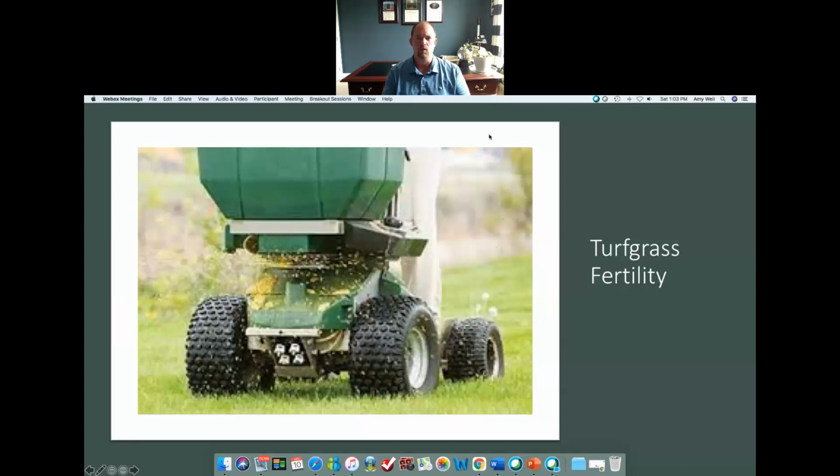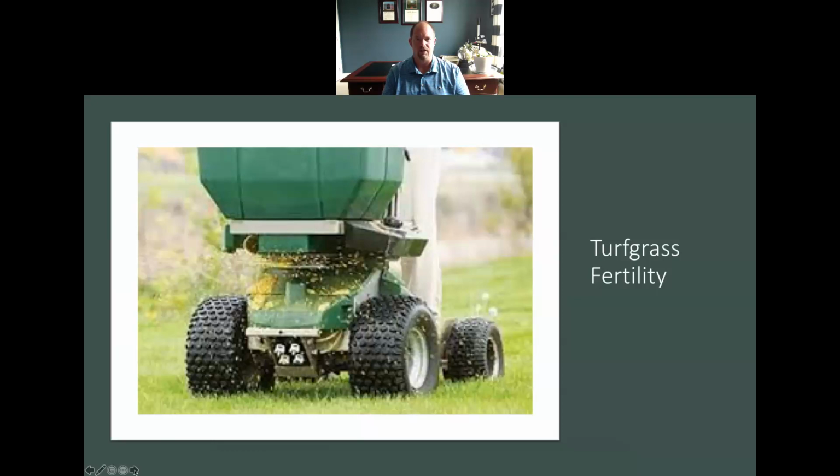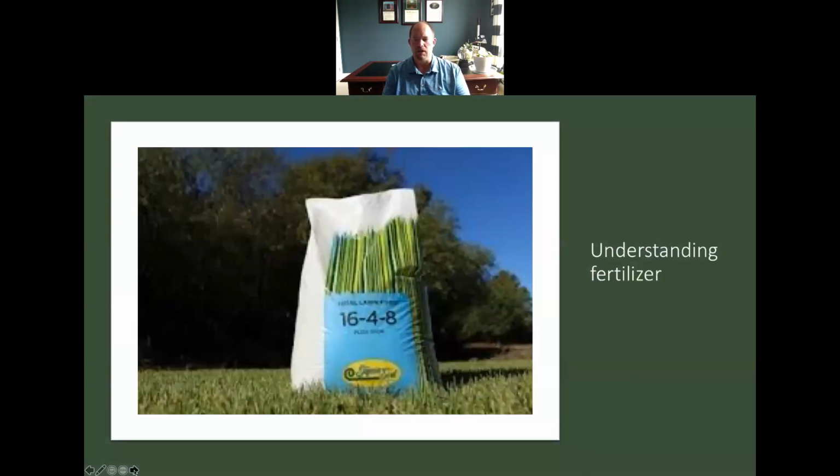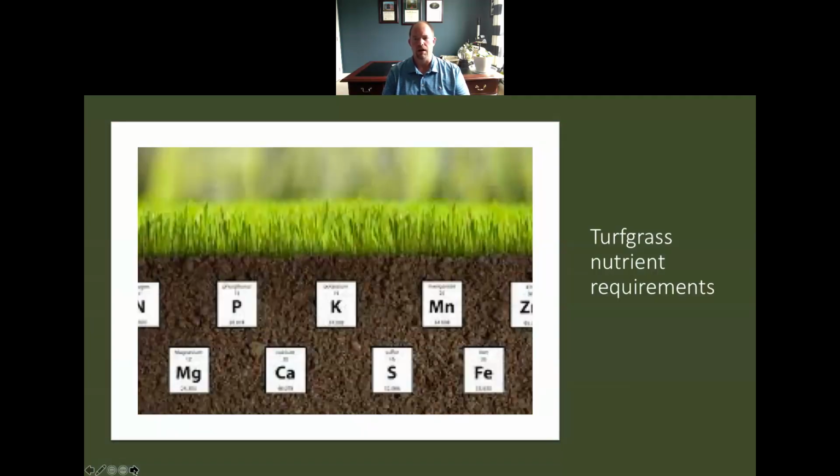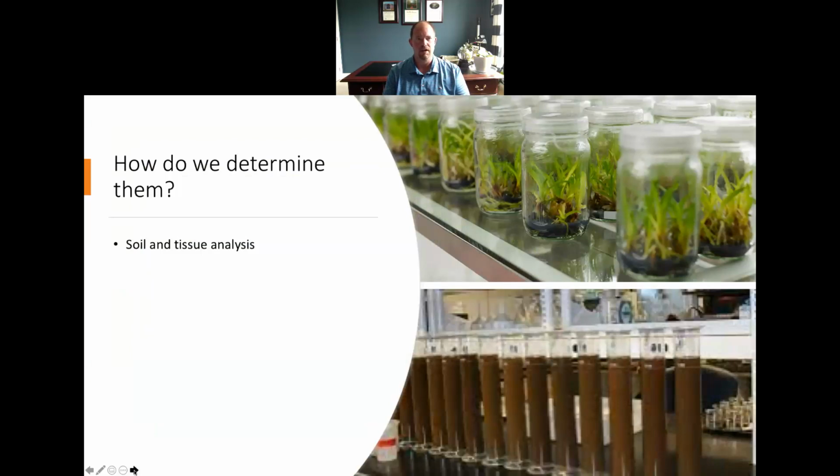So when we talk about turfgrass fertility, we're going to get into a discussion about fertilizer in general. We're basically focusing on fertilizer and plant nutrient requirements. Just like any living thing, turfgrass has basic minimum requirements that need to be met in order for it to grow properly and maintain overall health. And if they're not met, then we're going to have problems.